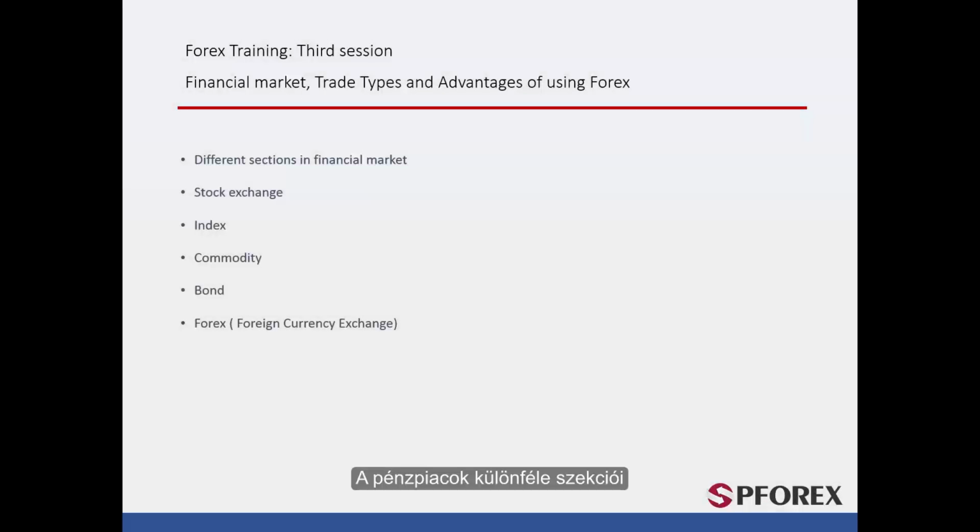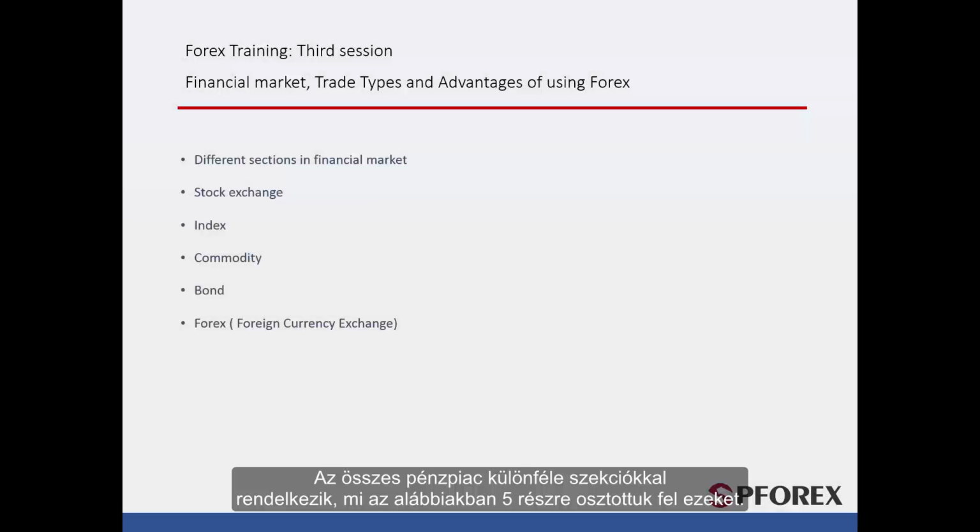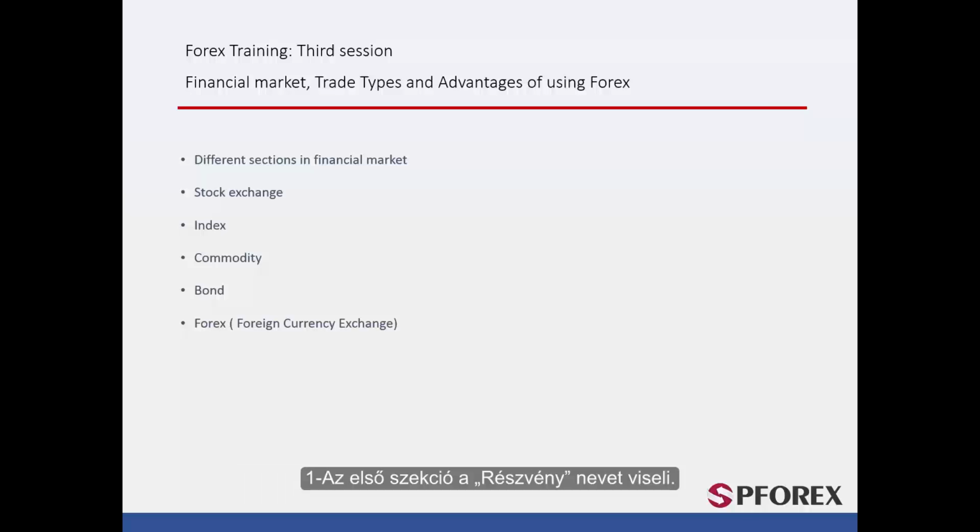Different sections of financial markets. All financial markets have different sections. Here we have broken it down into 5. The first section is called a stock. With the help of financial institutions and other companies, people can either buy or sell these stocks all over the world. For example, in England, the London Stock Exchange has provided people with the chance of buying and selling stocks.